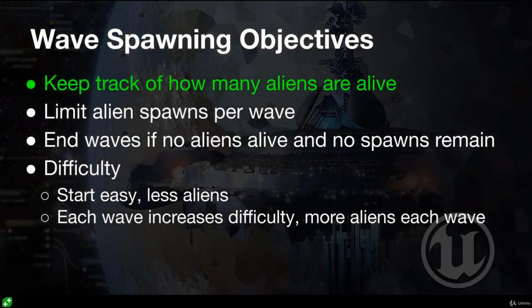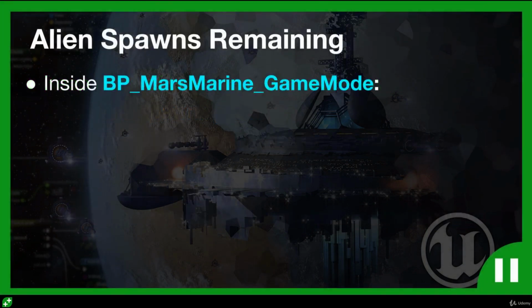So with all the code that we've just set up, it now allows us to keep track of how many aliens are alive by adding them and removing them to the array in the game mode. Our next step now is to limit how many aliens can spawn in a wave. And I want you to get us started with this one too.